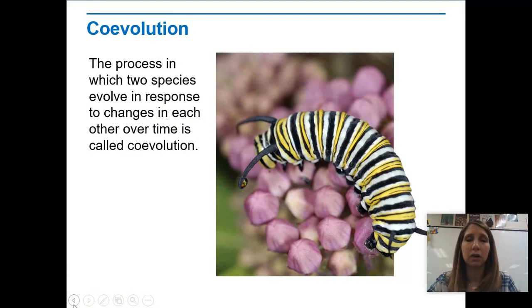So when we talk about coevolution, this is, I think, one of the coolest ways that species can develop. If you think back to our Latin roots, co meant with or together. And when we talk about coevolution, this is two species evolving together, so they're evolving in response to changes occurring in one another. And the best example of this, I think, would be hummingbirds and the flowers that they feed upon.